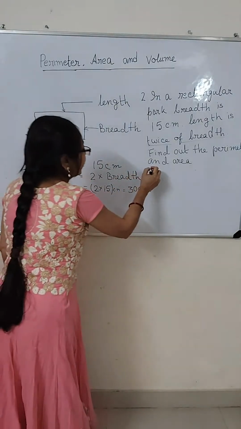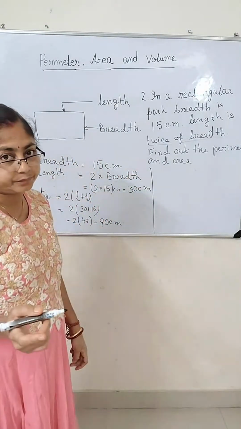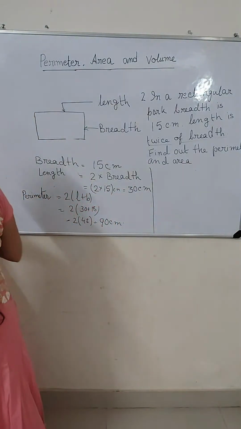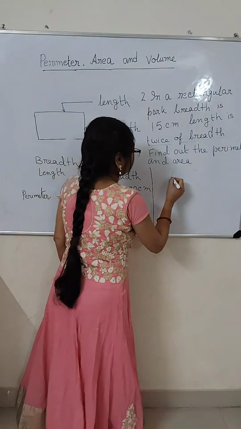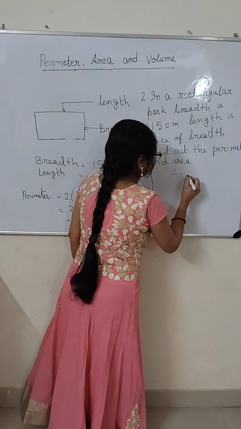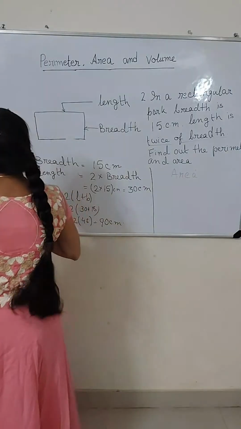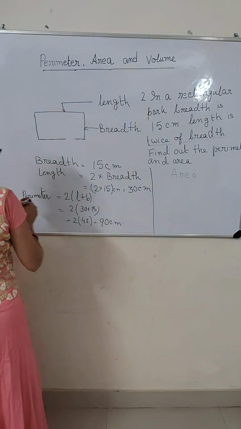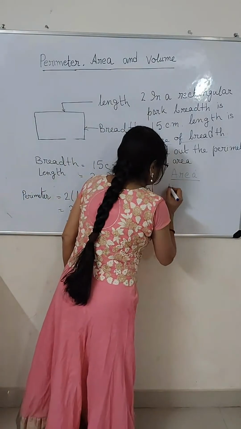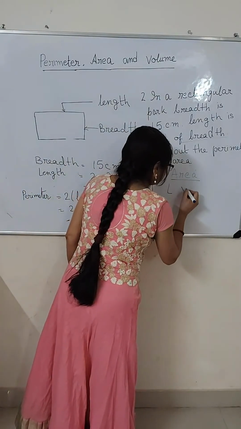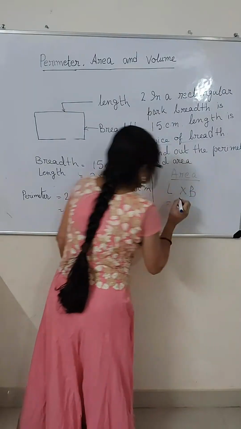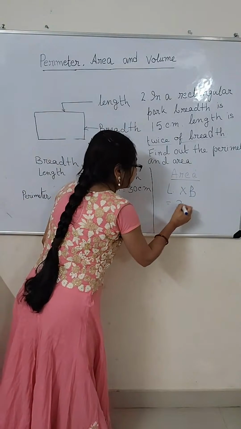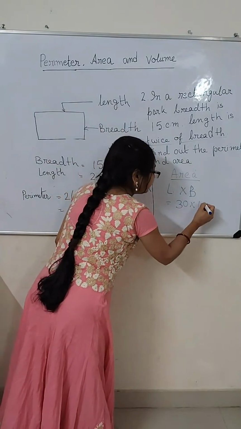Now find the area. What is the formula of area? First I put the formula. Area, in the rectangle, what is the formula? Formula is length into breadth. What is the value of length? It is 13 and breadth is 15.